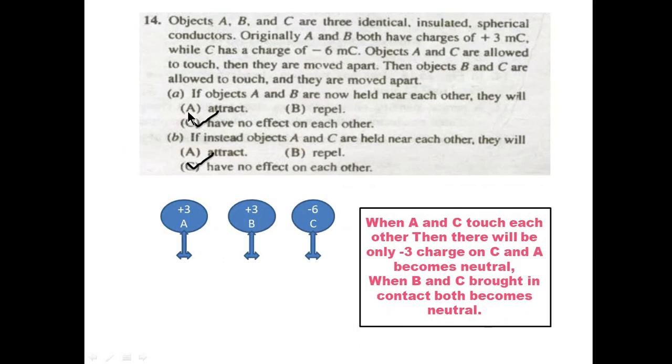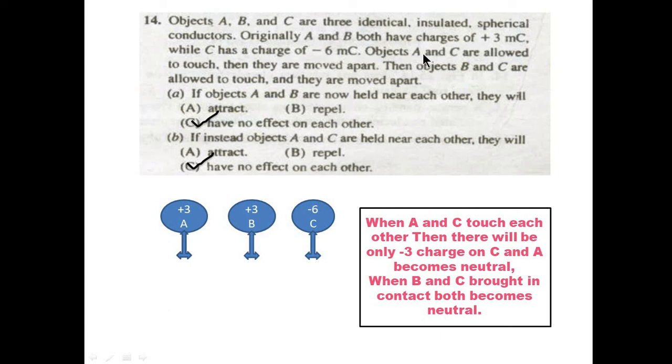Now the last MCQ is MCQ number 14. Objects A and B are three identical insulated spherical conductors. Originally A and B both have a charge of plus 3 millicoulomb, and C has a charge of minus 6 millicoulomb, right? Both A and B have a charge of plus 3 millicoulomb. You can see here, I have shown it. Then object C has minus 6 millicoulomb.